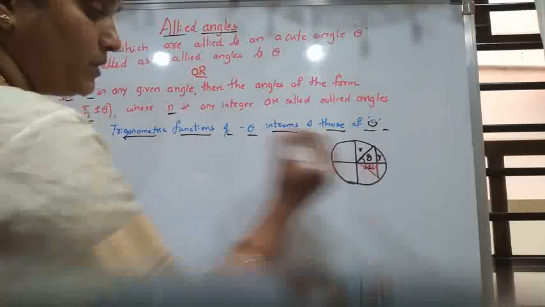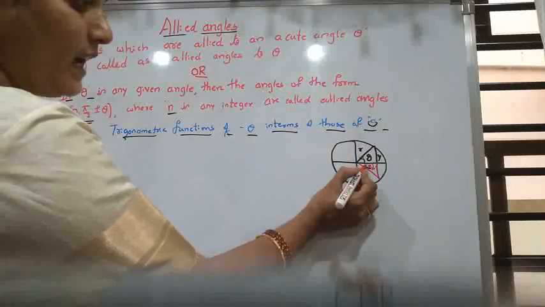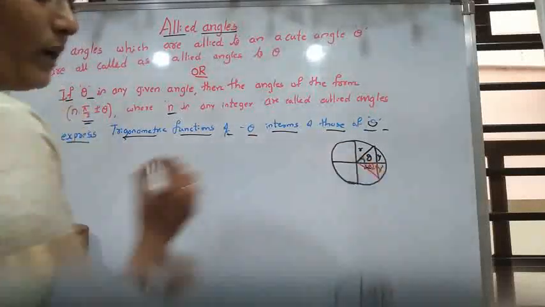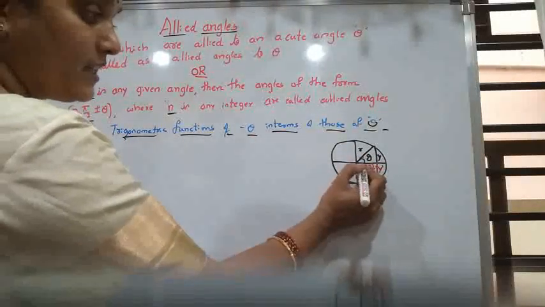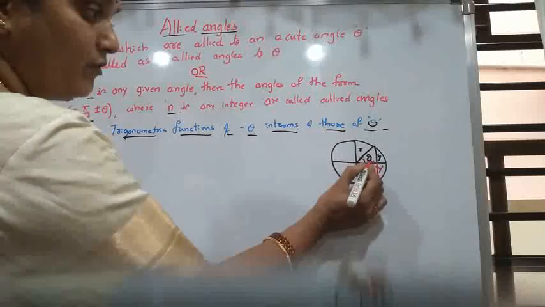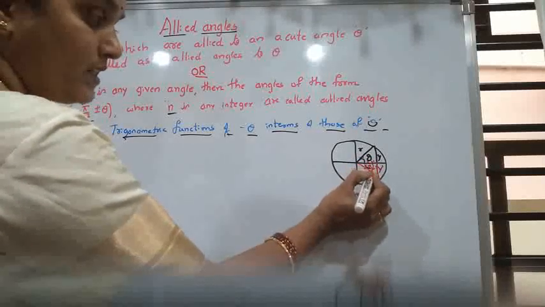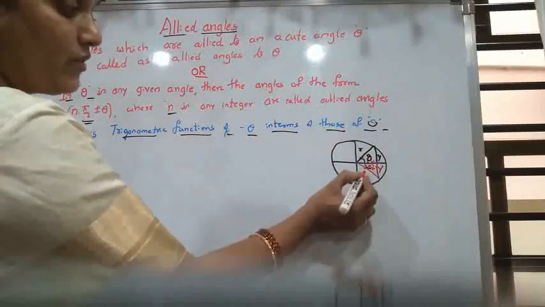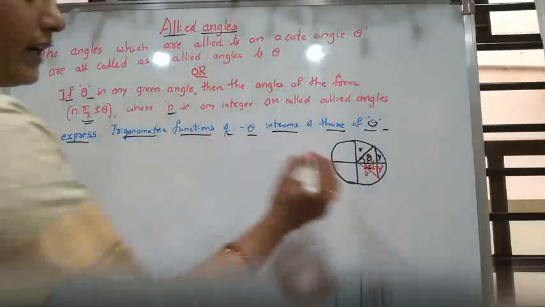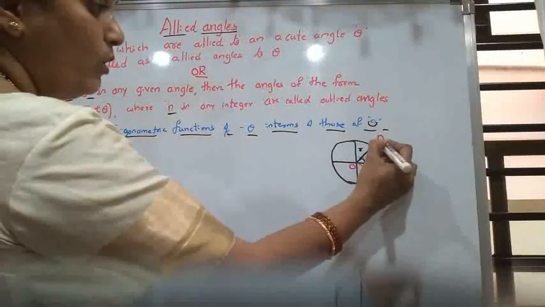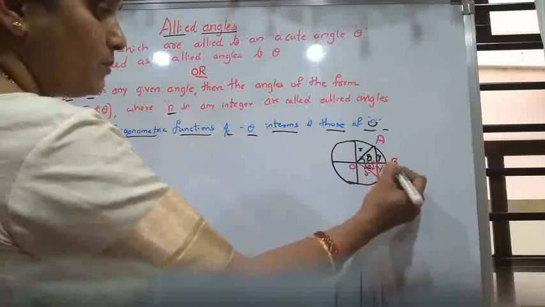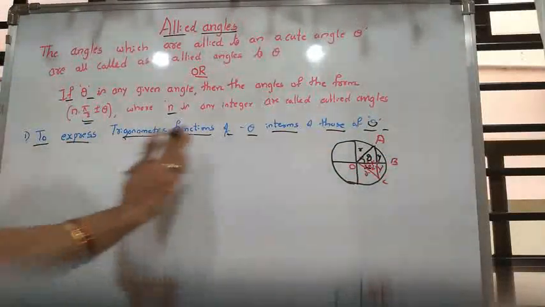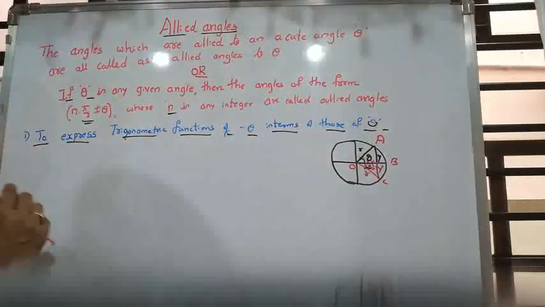Then for this minus theta, let the side opposite to it be called y dash. This is y, this is y dash. The side adjacent to this, I will call x. For this it is x, and for minus theta it will be x dash. This is the radius of the circle, so it is also equal to r. I can call these points O, A, B, and C. Now, to express the trigonometric functions of minus theta in terms of theta.